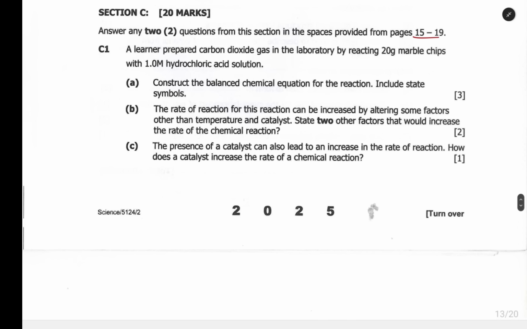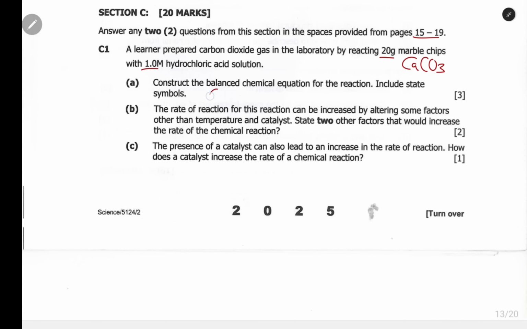Elena prepared carbon dioxide in the laboratory by reacting 20 grams of marble chips with 1.0 concentration of hydrochloric acid. Now, marble chips is calcium carbonate. You need to know that. They are saying construct the balanced chemical equation for the reaction. So, let us construct it.